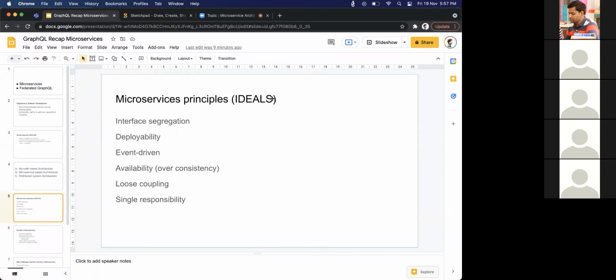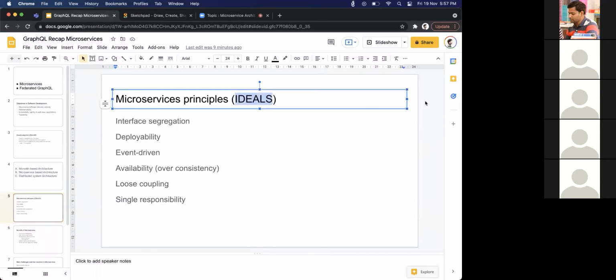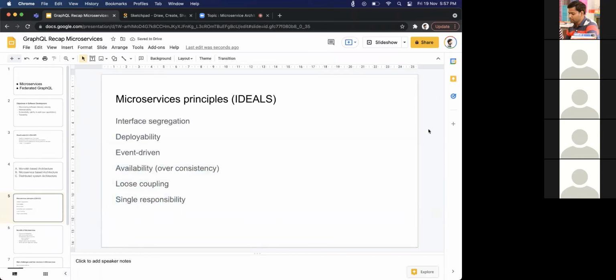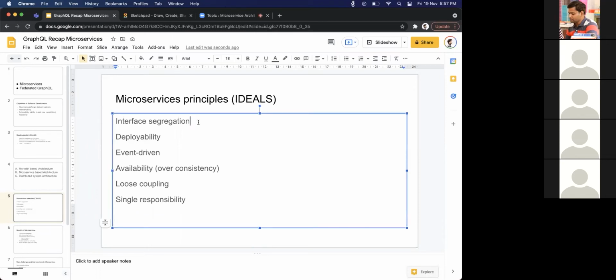I have picked this from one of the blogs. He mentioned that these are the 6 things that they follow in their company. I found them very relevant, so I'll be talking based on that only. One is interface segregation. Interface segregation means: what kind of requests would your clients make to your service?